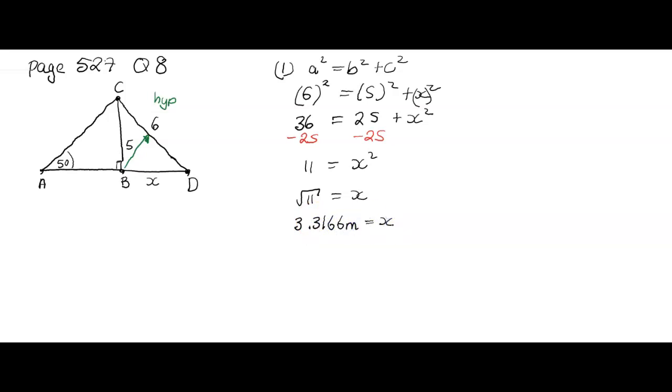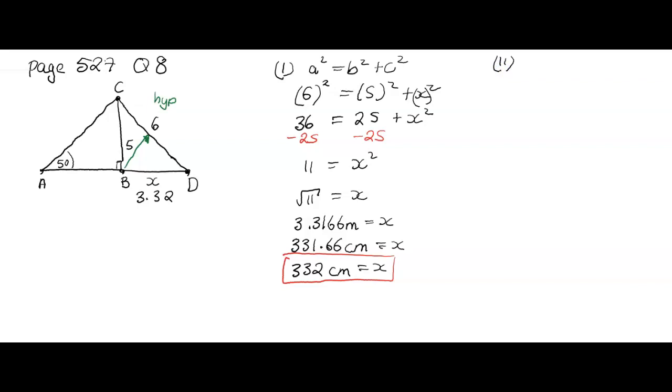However, the question asked to the nearest centimetre, so I have to multiply that by 100. It's going to be 331.66 centimetres is equal to x. Then it asks me to round it to the nearest centimetre. So I'm going to get 332 centimetres is equal to x. Okay. Now my diagram is in meters, so I'm going to put in 3.32 in here to keep all in meters, okay? So that's part 1. So I used Pythagoras' theorem there.